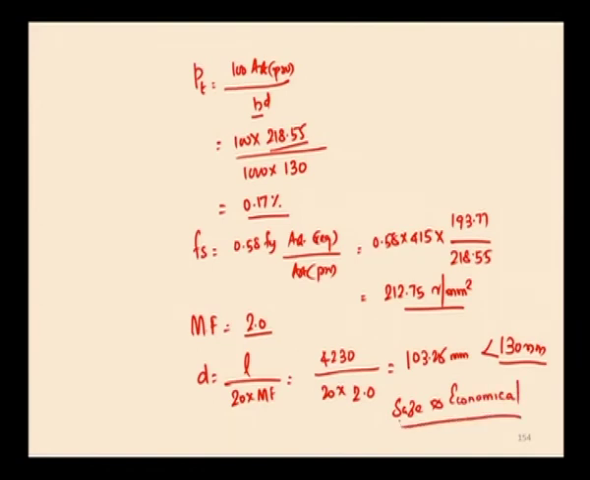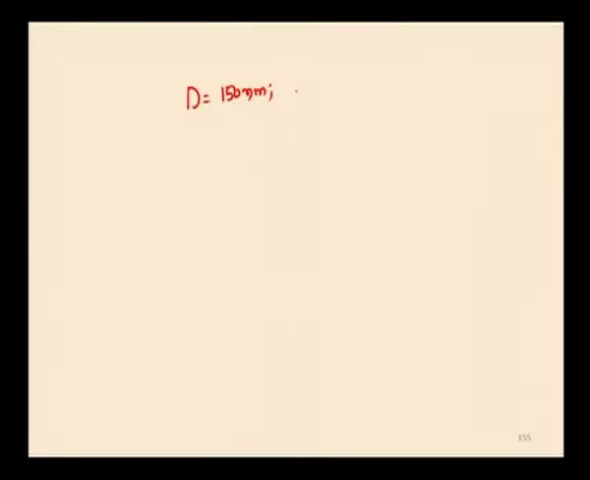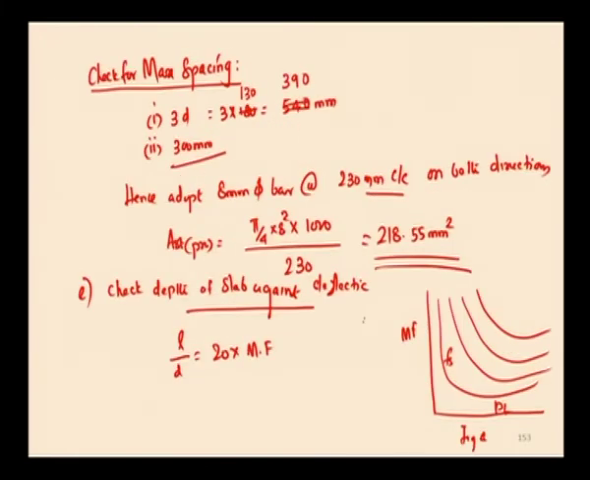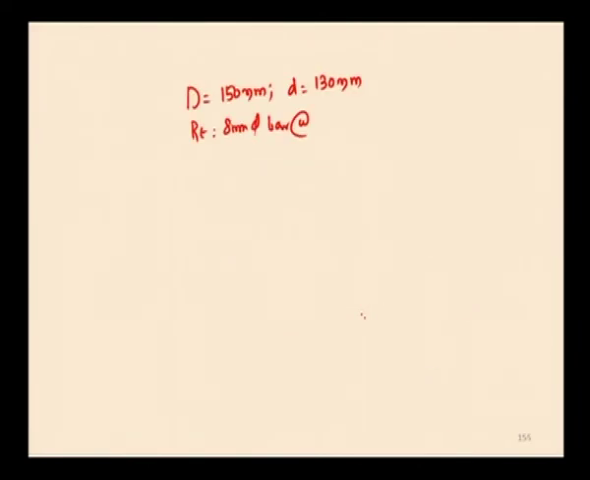The basic aim of structural design is that the structure should be safe as well as more economical. So, here when you compare 103.25 with 130, it is the most economical cross section. So, here we are going to adopt the depth of the section as 150 mm and effective depth of section as 130 mm, and the reinforcement is 8 mm diameter bar at 230 mm center to center.